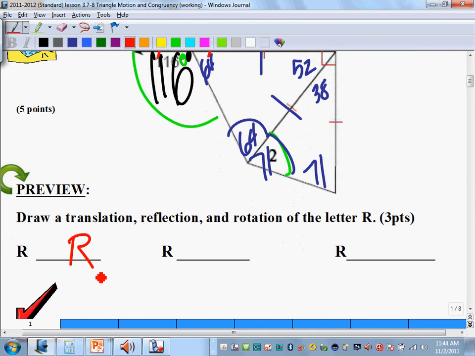Translation is like slow. Reflection, like so. Rotation, I'll give you several versions. There's a slight rotation, 90 degrees, and 180. Any one of those. 1 point apiece down there at the bottom. If they did it with the time instead.